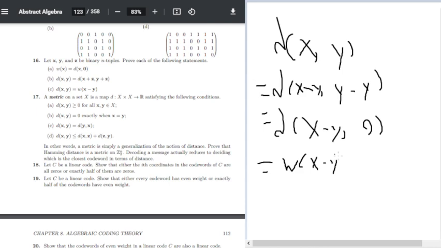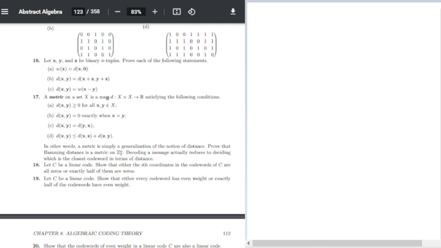Alright, a metric on a set X is a map satisfying the following axioms. To prove that Hamming distance is a metric on Z2 to the N, note that decoding a message structure reduces to deciding which is the closest code word in terms of distance.